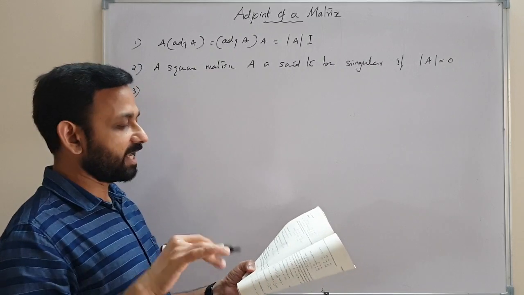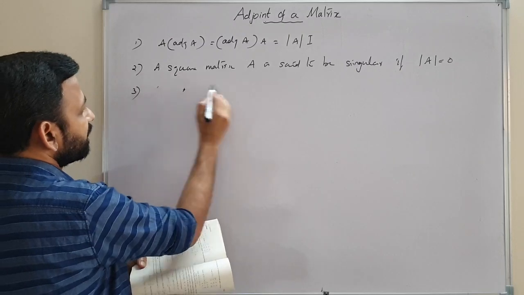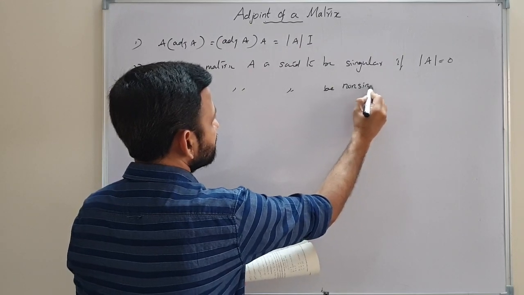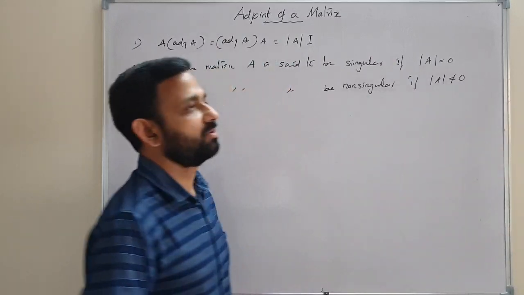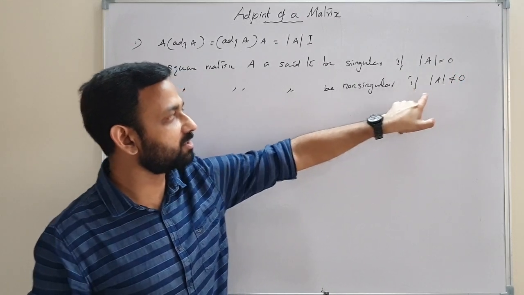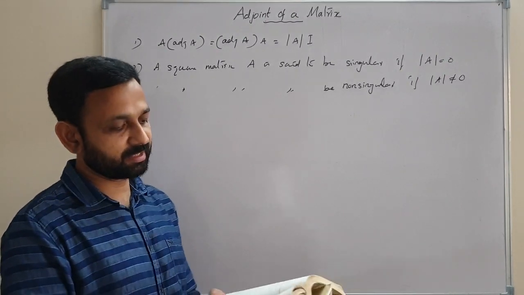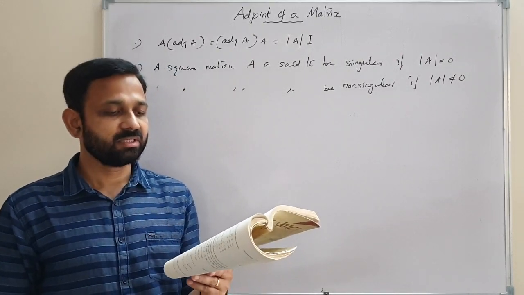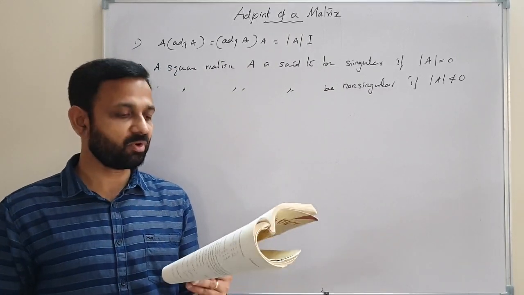Definition: a square matrix A is said to be non-singular if determinant A not equal to 0. If determinant A equal to 0, it is a singular matrix, and if determinant A not equal to 0, it is a non-singular matrix. Then the second theorem: if A and B are non-singular matrices of the same order, then AB and BA are also non-singular matrices of the same order.